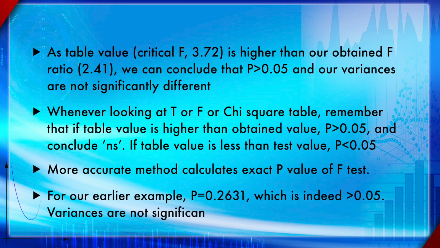So for our earlier example, the exact p-value is 0.3631, which is of course much higher than 0.05. So the variances are not significantly different. That is the conclusion of it.